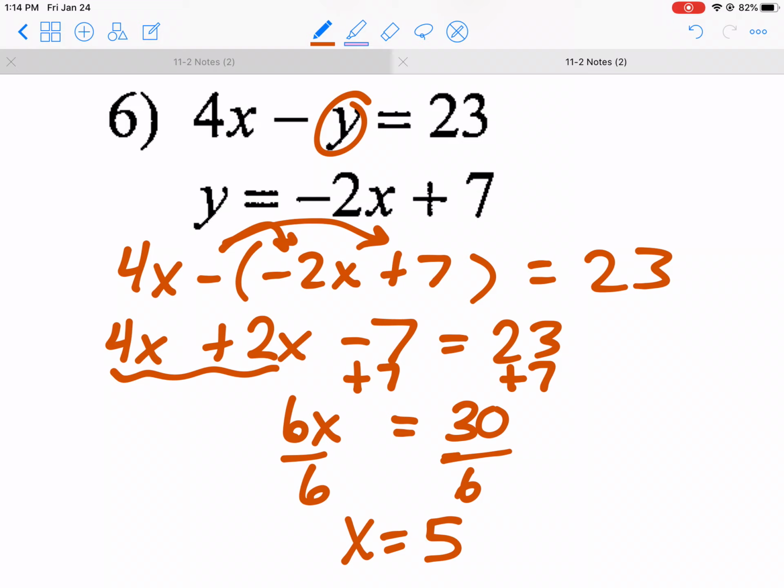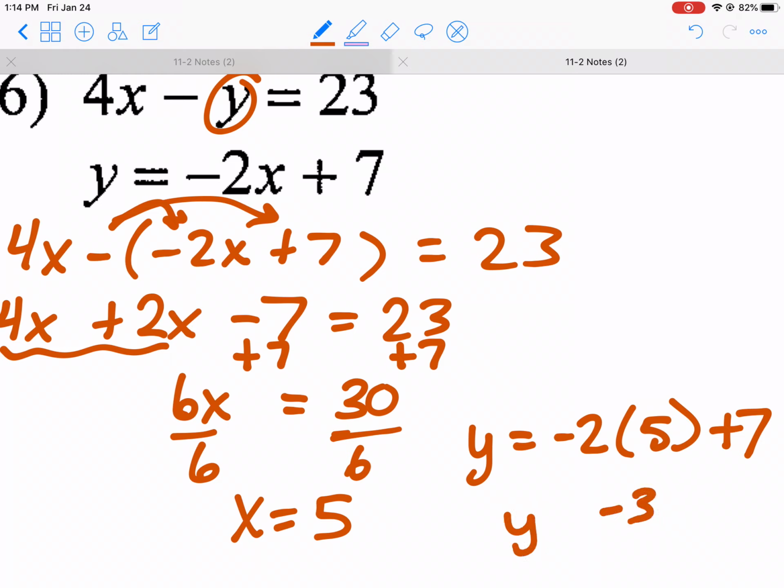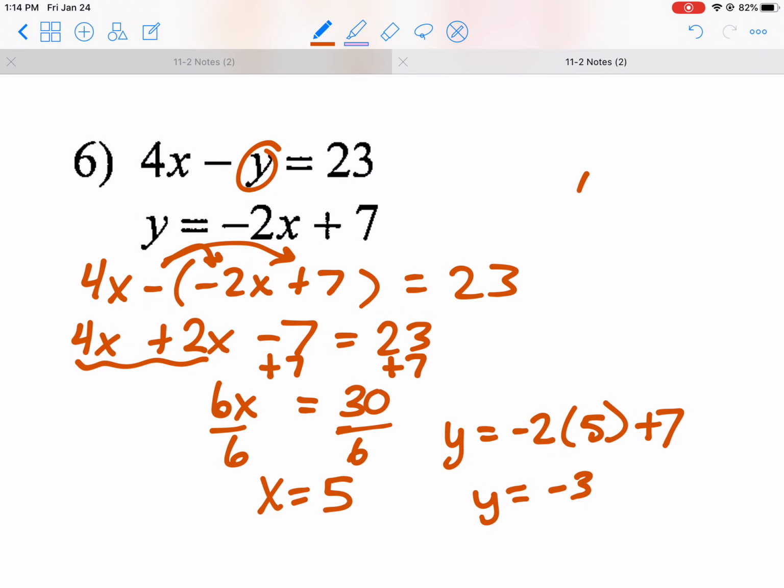This is not the end. We're going to take the x equals 5 and plug it into that equation to find out what y equals. So we've got y equals -2 times 5 plus 7. -2 times 5 is -10. -10 plus 7 is -3. So we have x is 5 and y is -3.